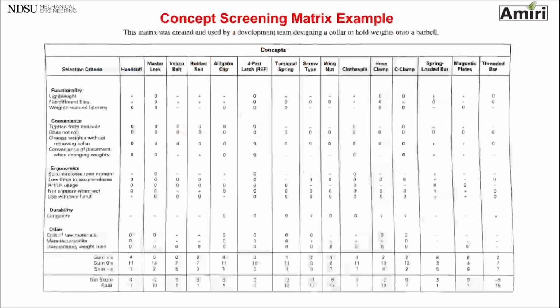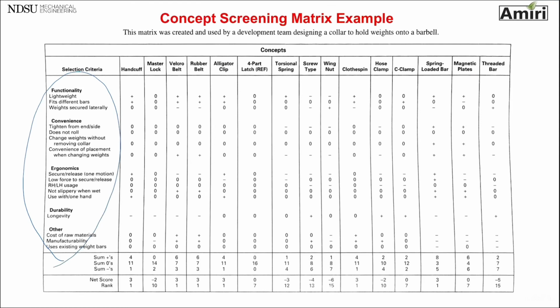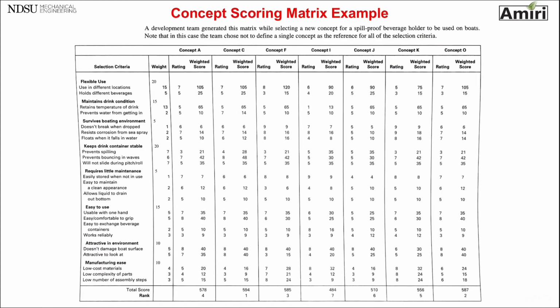I've also included 2 examples that we had in 361. This is more to look at the criteria to get some idea. This one was just a clip or a collar for a barbell to hold the weights in, but you can see some of the criteria that they consider. Here is one for a spill-proof beverage holder. And again, you can look at the criteria they consider. So these tables are just for you to look at and get some ideas.